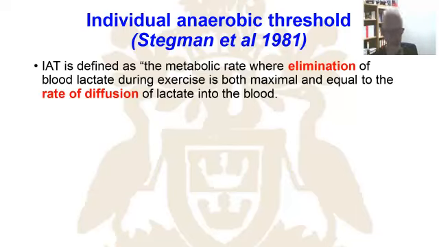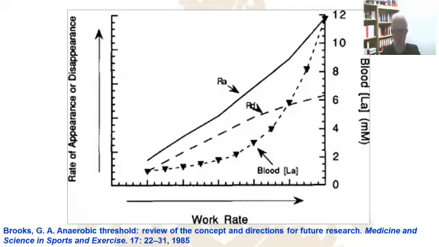Now, that should be ringing a bell with you, I hope. Look. This is the data from Brooks. This is the schematic of what's actually going on biologically. Blood lactate concentration, triangles. Rate of appearance, rate of disappearance. The notion is that at the lactate turn point, you've got an equilibrium between the amount of lactate appearing and the amount disappearing.